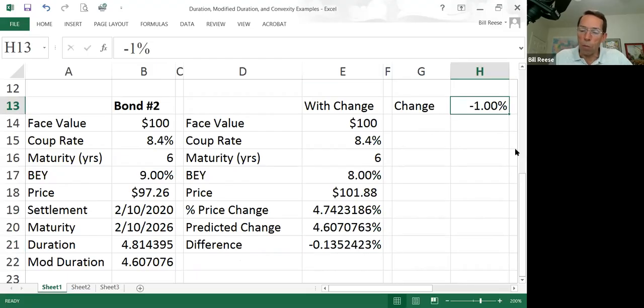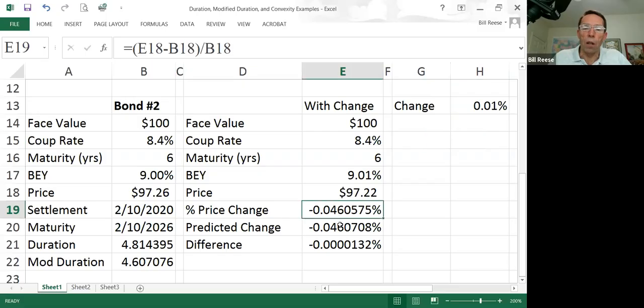Modified duration, again, is best when we show fairly small changes, like 1 basis point, 0.01%. There. And you can see now modified duration is pretty darn close to predicting what the actual change in the price of the bond was going to be. But it is off. So how can we get closer to this? Well, as I mentioned, what we can do is add the convexity measure.